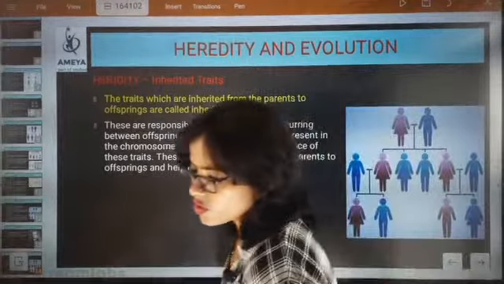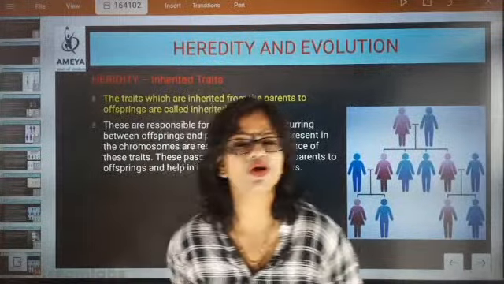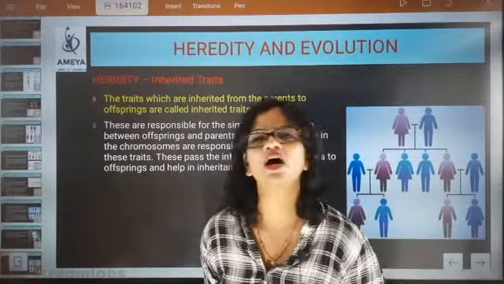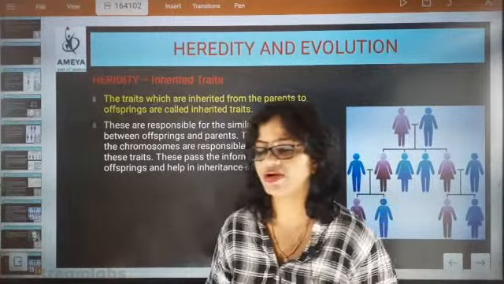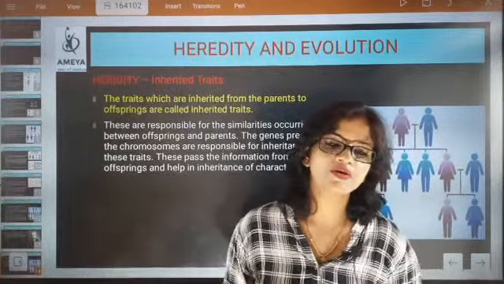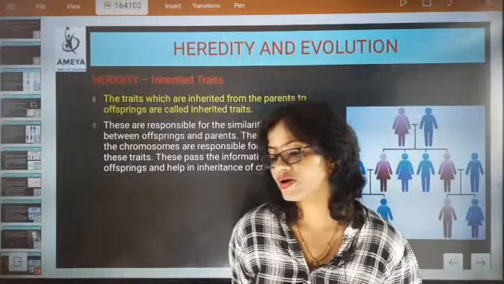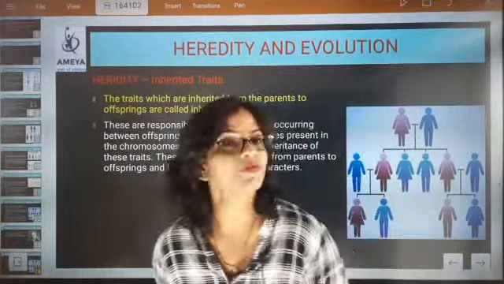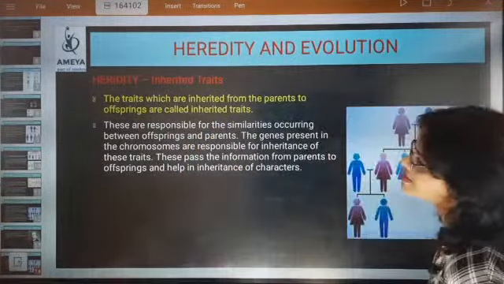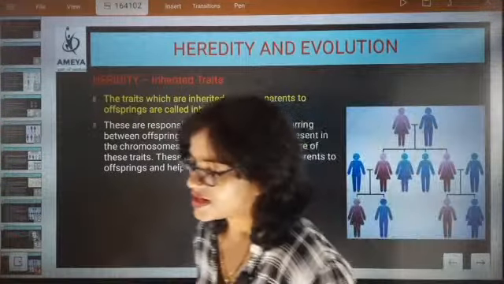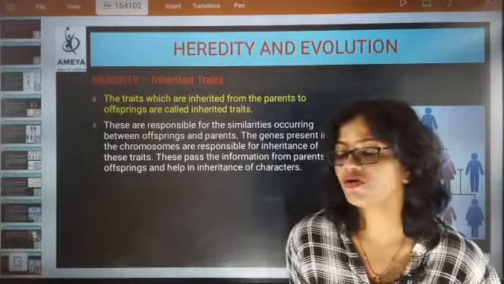So now we are going to talk about some very important points before starting the Mendel's experiment and everything. So the first important point is about trait. So if somebody will be asking you what is called as inherited trait, what is the meaning of inherited trait?